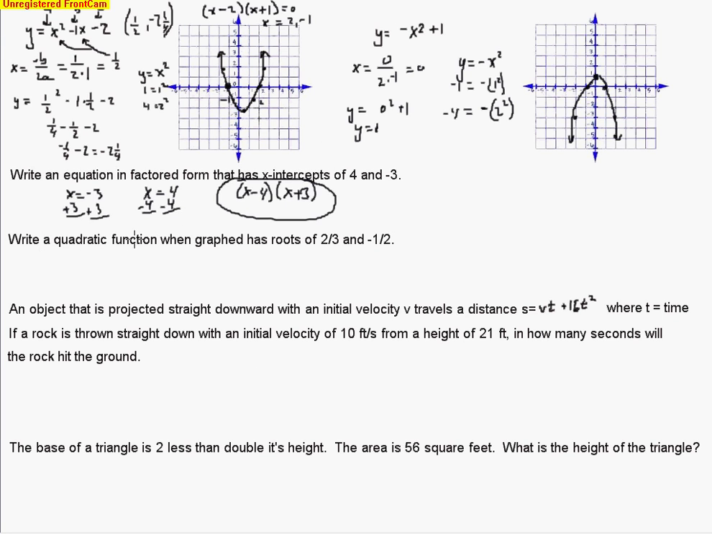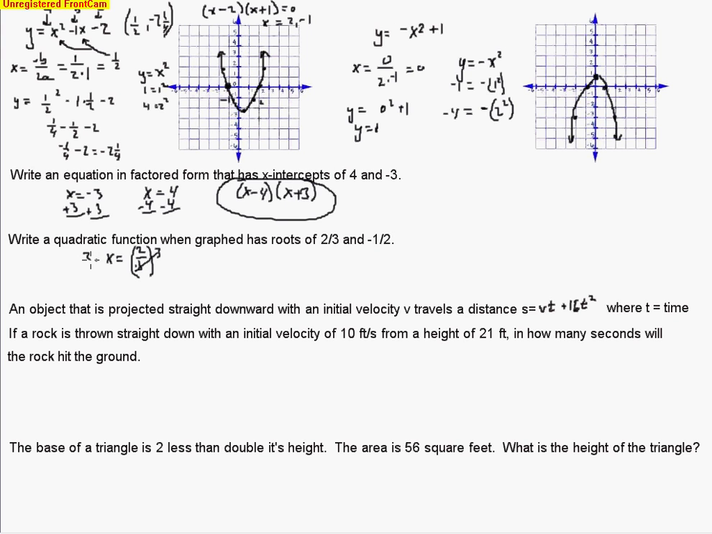Write a quadratic function that, when graphed, has roots of 2/3 and negative 1/2. So it's the same thing. So it's like x equals 2/3. Well, how'd they get that? Well, in the last step they divided by this 3, and so in order to get rid of that 3, I'd have to multiply by 3.